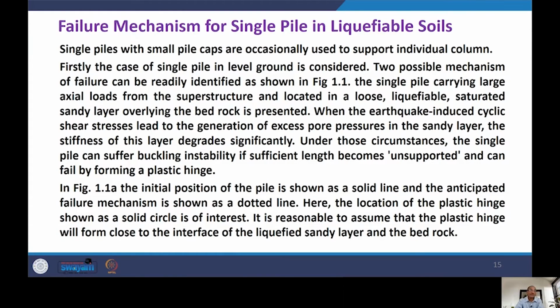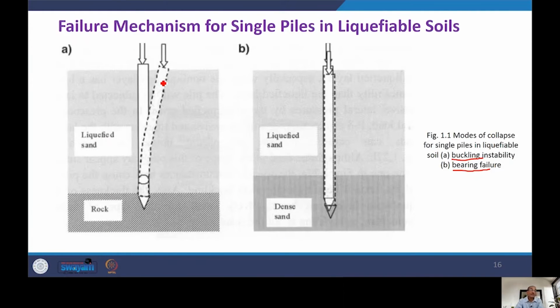What will happen? So in the first case, why does this pile get buckled? Because this pile is not getting support. Let me pull this pointer here. In this case, this is the portion which is unsupported.